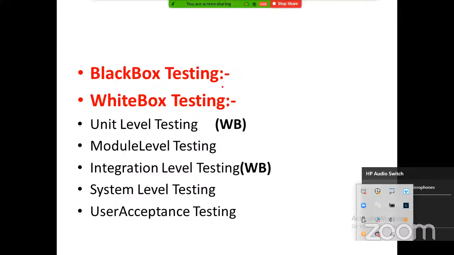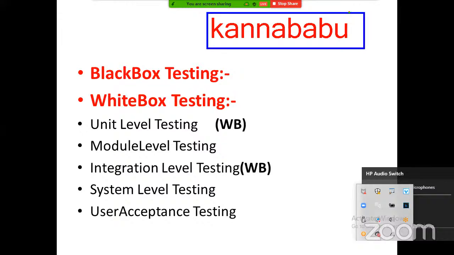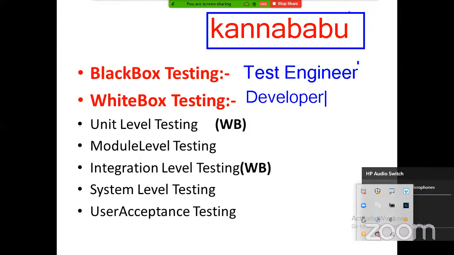Generally, in real time, there are two types of testing available. One is black box testing, the other is white box testing. The testing that is done by the end user or test engineer is called black box testing. The testing that is done by the developer is called white box testing. So testing is basically divided into two types. Are you following, everyone? In real time, the developer also does testing.